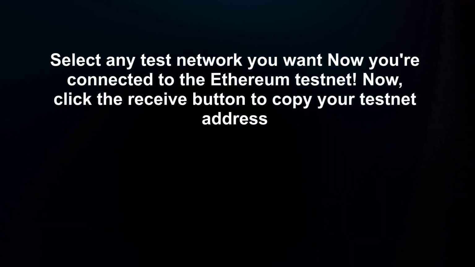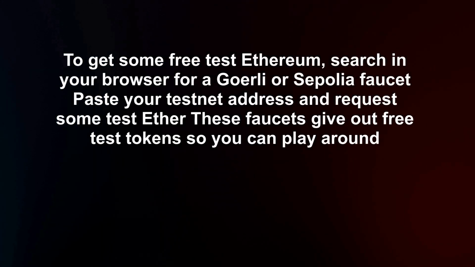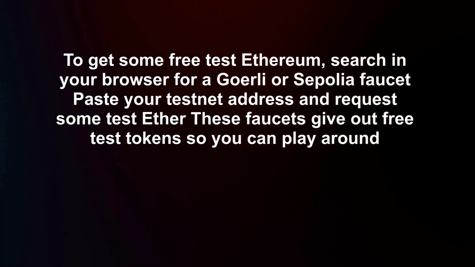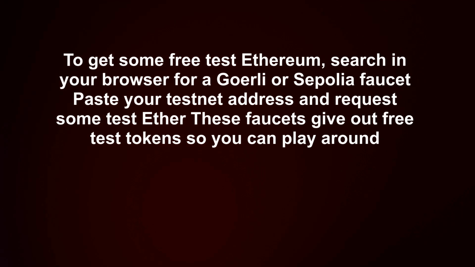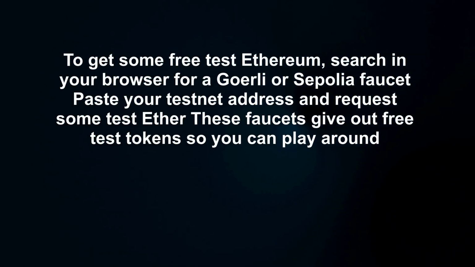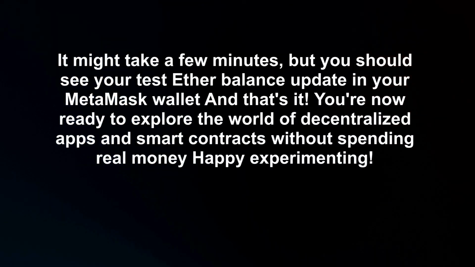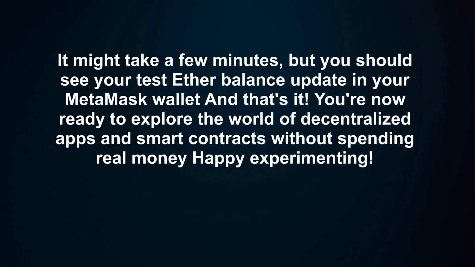Now, click the Receive button to copy your testnet address. To get some free test Ethereum, search in your browser for a Goerli or Sepolia faucet. Paste your testnet address and request some test Ether. These faucets give out free test tokens so you can play around. It might take a few minutes, but you should see your test Ether balance update in your MetaMask wallet.